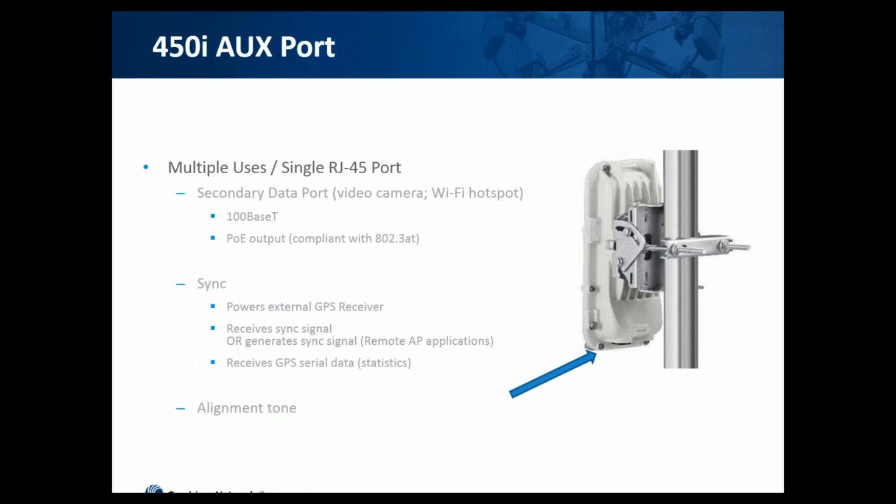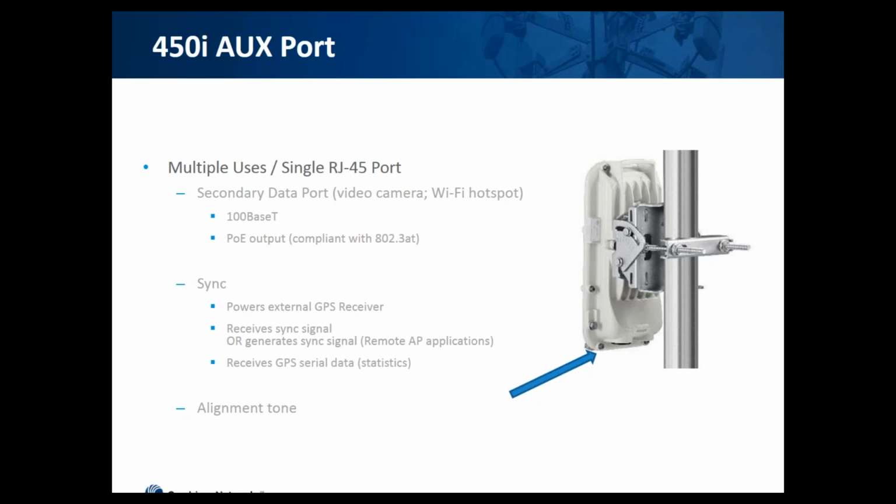All right. Now we're going to focus a little bit on the PTP 450i AUX port. The PTP 450i comes with two ports. One is the PoE, which mainly powers the radio and sends the data. The second one is the auxiliary port. The auxiliary port is a secondary data port that we can use for video surveillance as well as a Wi-Fi hotspot. So this has a lot of different applications.